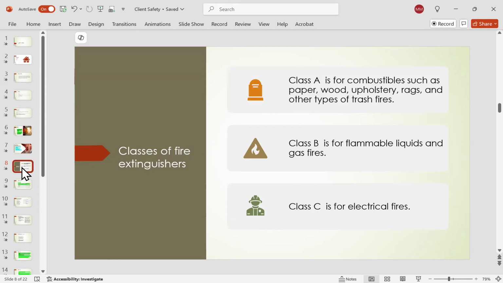Why are there different classes? Well, for anybody that's ever had a fire in the kitchen, if you have a grease fire, for the love of God, don't pour water on it. Okay, because that's going to just make it worse. So, different types of strategies to address different types of fires.